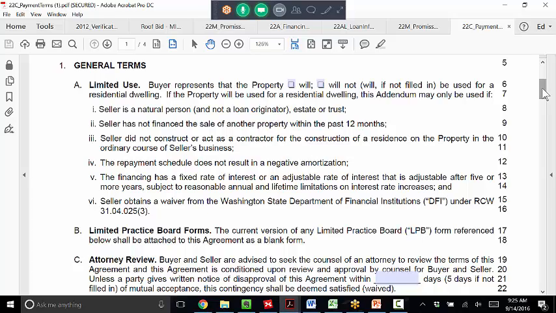All right? Paragraph 1B, limited practice board forms. The current version of any limited practice board form referenced below shall be attached to this agreement as a blank form. We'll get into what they're referring to in the latter parts, but they're basically talking about deeds of trust and other types of security instruments. And so they're warning the people that sign this, hey, you're agreeing to use certain forms, make sure they're attached so you can review those too.